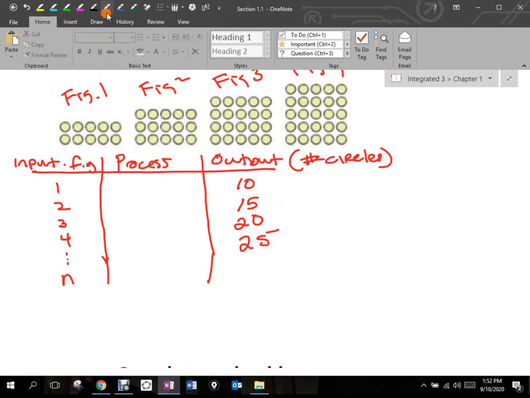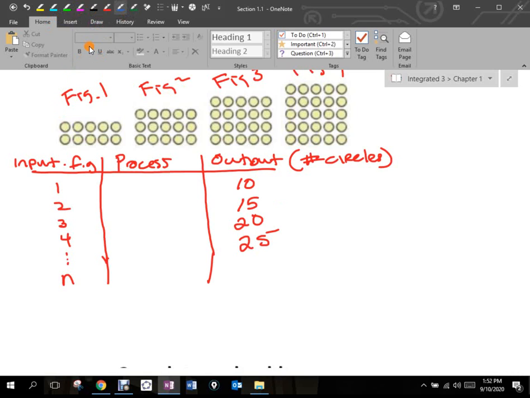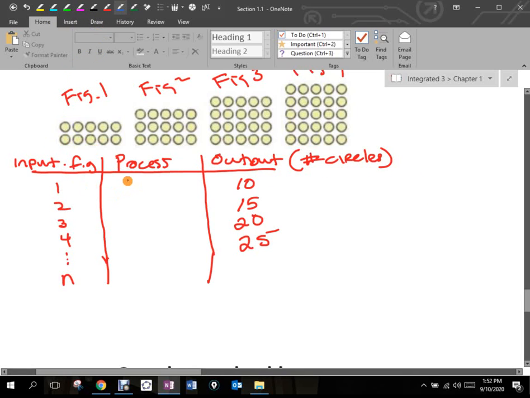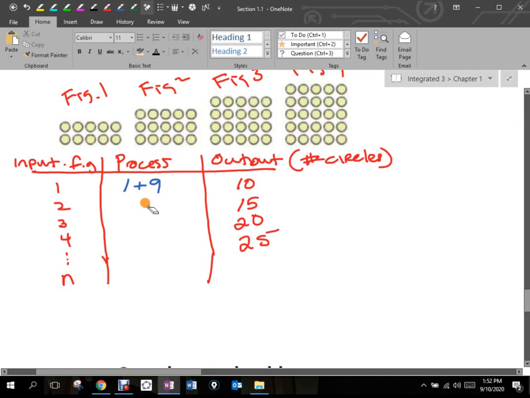A lot of times people like to think the easiest thing is to figure out adding, right? So if I start with my input of 1, how do I get to 10 by adding? That'll be 9, right? So that's a process that makes legitimate sense for that first relationship between 1 and 10. But if I do that in the next one, is 2 plus 9, does that give me 15? No. So that's not the process. So that was a little bit of trial and error, but it doesn't work. Okay?